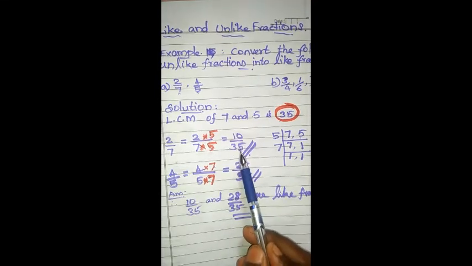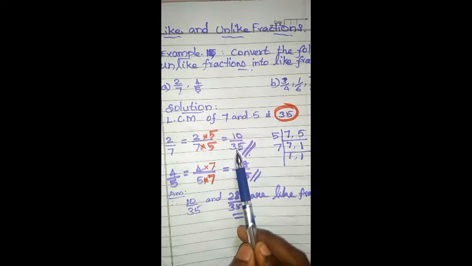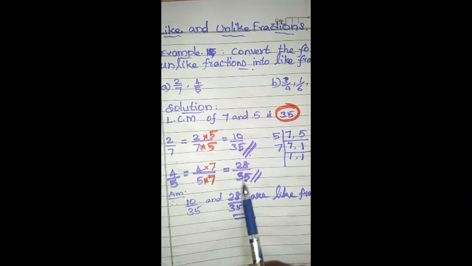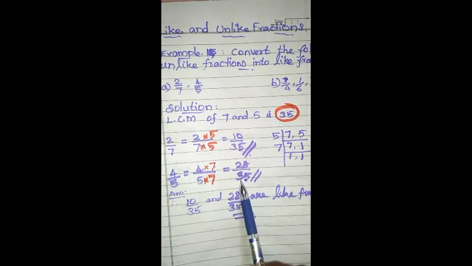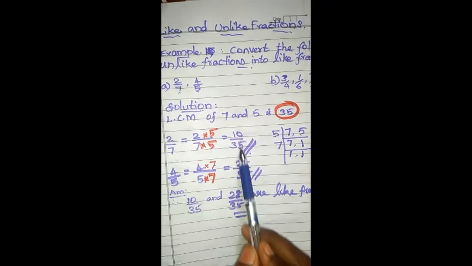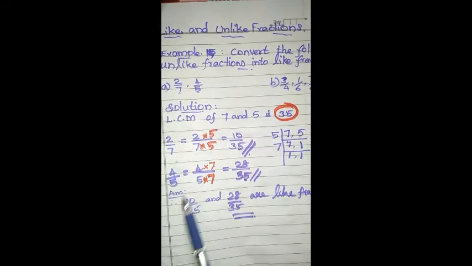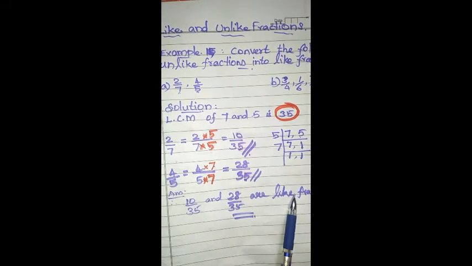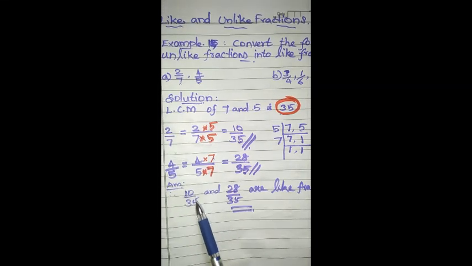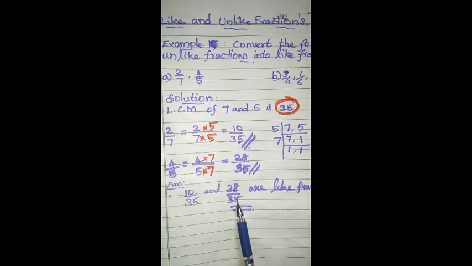So look at the denominators. The first one is 10 by 35, and 35 is the denominator. The second one is also 35. We have changed into the same denominator, right? 35 and 35. So 10 by 35 and 28 by 35 are like fractions now. Are they like fractions? Yes, very good. Like fractions, because they have 35 and 35 as the denominator.